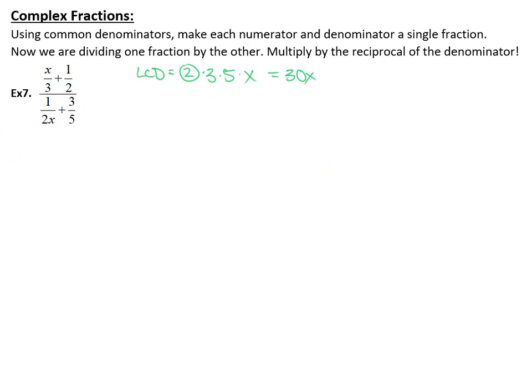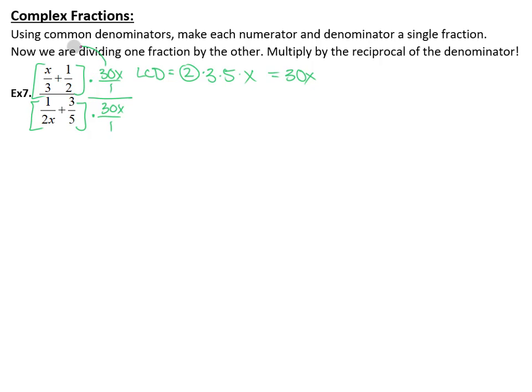Okay, so here's what we're going to do. We're going to multiply through, meaning we're going to put parentheses here. We're going to multiply by 30x over 1 in the top, and then we're going to do the same thing in the bottom. Multiply by 30x over 1. So multiply through by this common denominator.